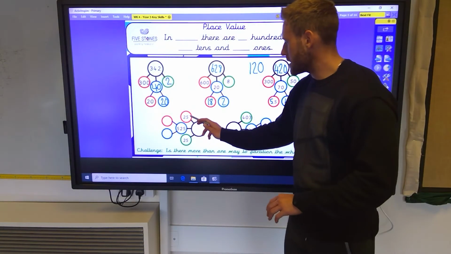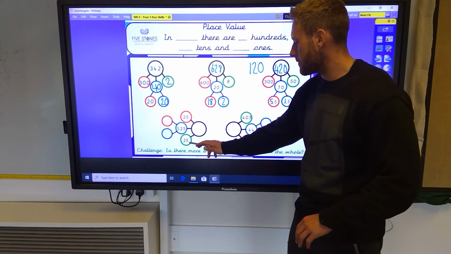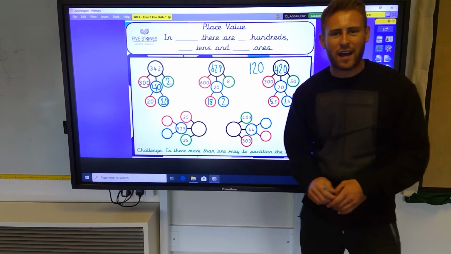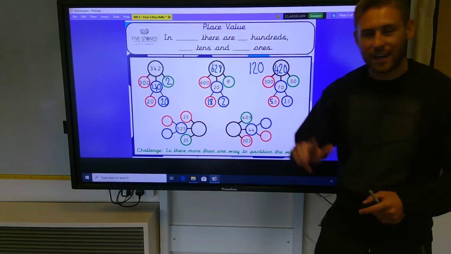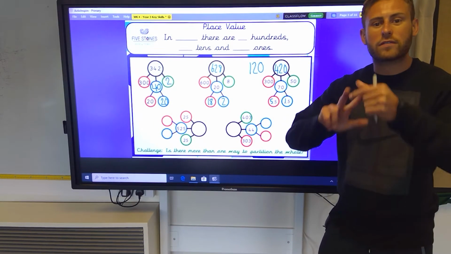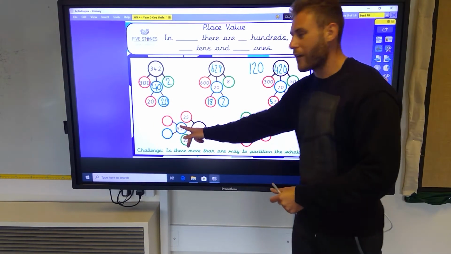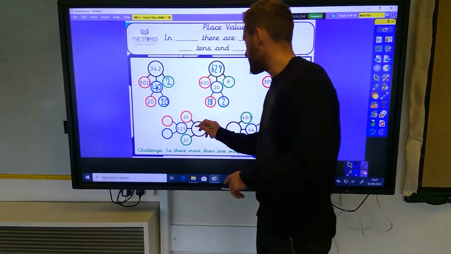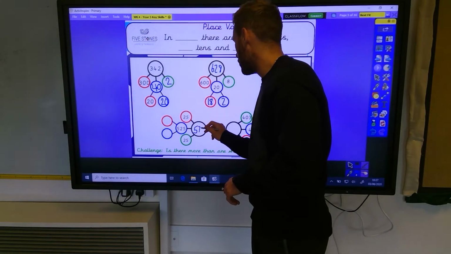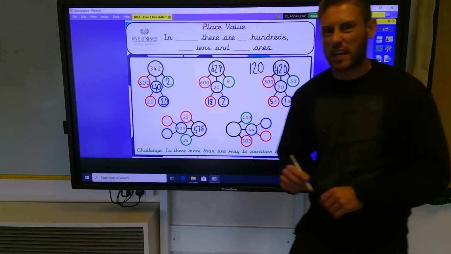So we've got 25, 525, 25. Who's going to count in the 25s? We've got 3 25s there. Let's count. 25, 50, 75. So we've actually got 575. That looks a little bit more complicated than it actually is.